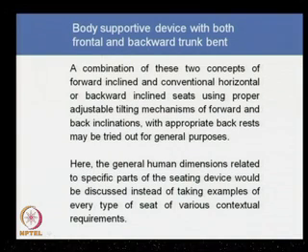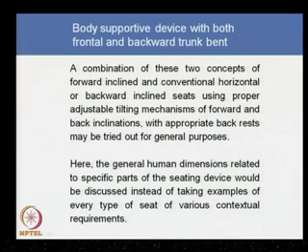Now, a body supportive device with both frontal and backward trunk bend. A combination of these two concepts, meaning with backrest for backward and without backrest for frontal, of forward inclined and conventional horizontal or backward inclined seats using proper adjustable tilting mechanisms for forward and back inclinations with appropriate backrests may be tried out for general purposes. Here, the general human dimensions related to specific parts of the seating device would be discussed instead of taking examples of every type of seat of various contextual requirements.